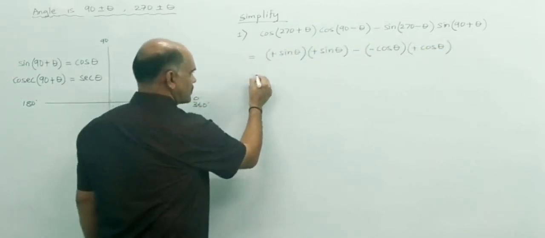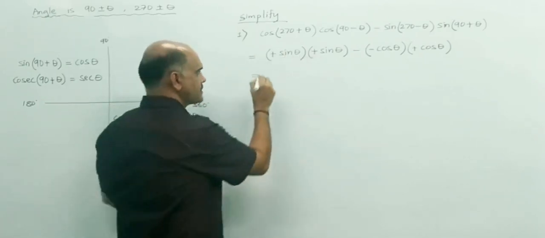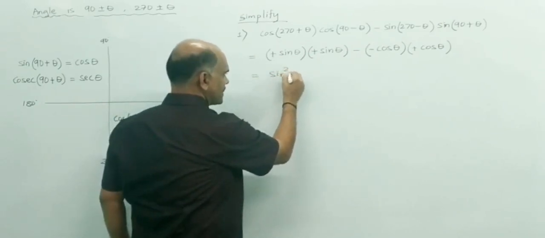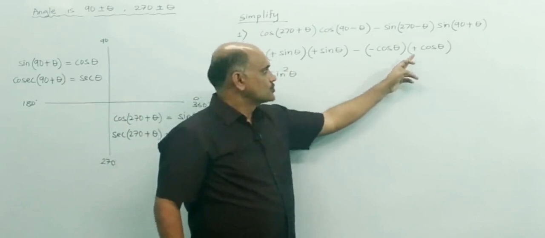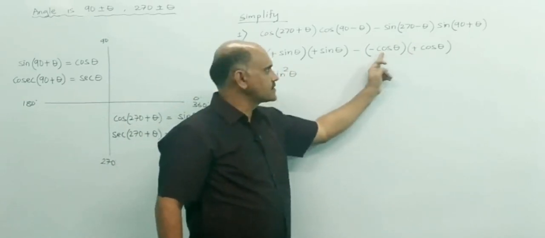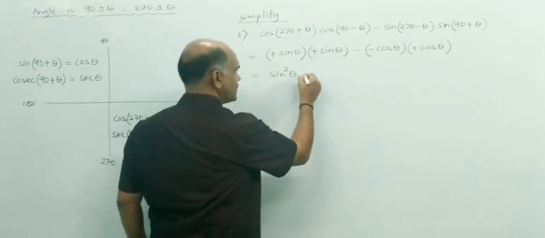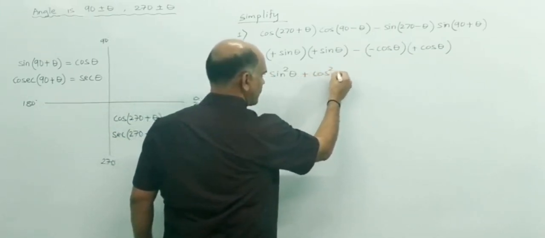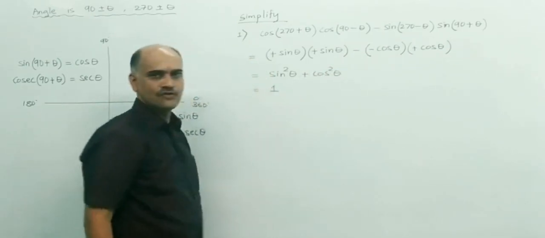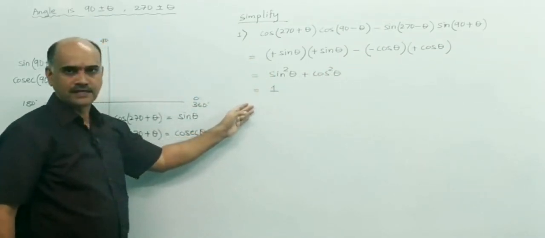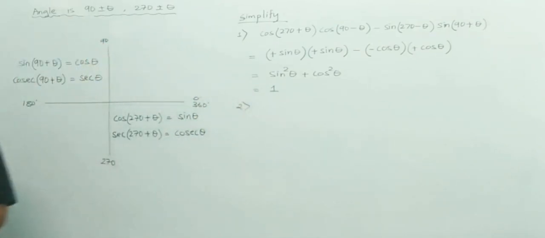So this is equal to, if you multiply these two, you will have sine square theta. Similarly, if you multiply these two, cos into minus cos gives minus cos square. So again this minus is there, so you'll have plus cos square theta. So sine square theta plus cos square theta is 1. So 1 is the answer. Clear, students?